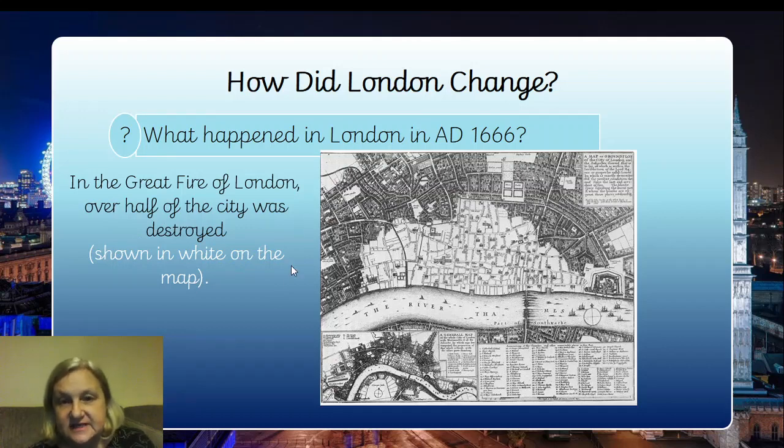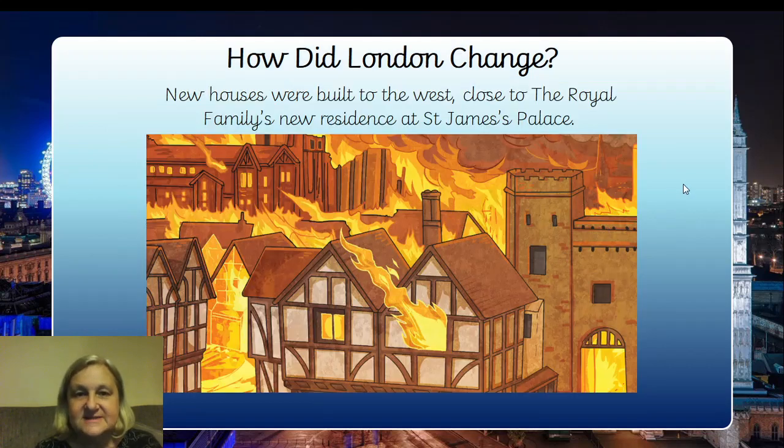And you can see here, this is the picture of the city, and you can see that white space here is the River Thames running through. White space is the destruction of that fire. Massive fire. It did do a good thing in that it wiped out the plague in London. So it had a positive side as well. Lots of new buildings were built out to the west of the city.